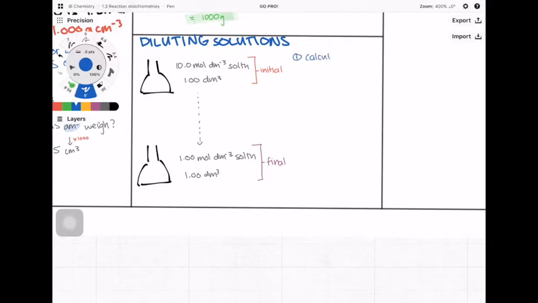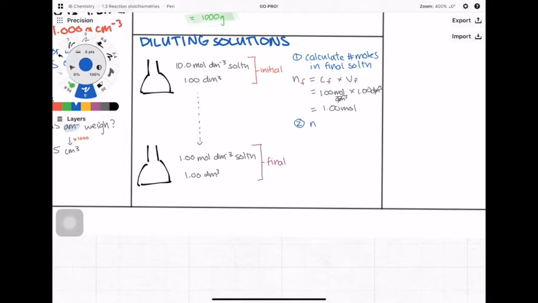So in order to do this conversion and figure out how much of that concentrated solution I need to add, what I need to do first is calculate the number of moles in the final solution. Using my concentration formula, rearranging for moles, I get that the number of moles is equal to concentration times volume. In this case, it's 1 mole per decimeter cubed multiplied by 1 decimeter cubed, which gives us 1 mole. So overall, we have 1 mole in our final solution. The next step is to realize that the amount of moles we need to transfer is the amount of moles that is in our final solution.